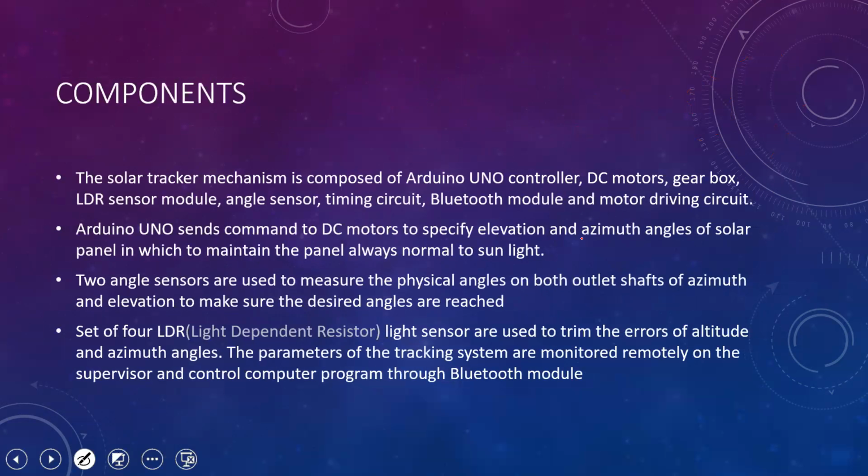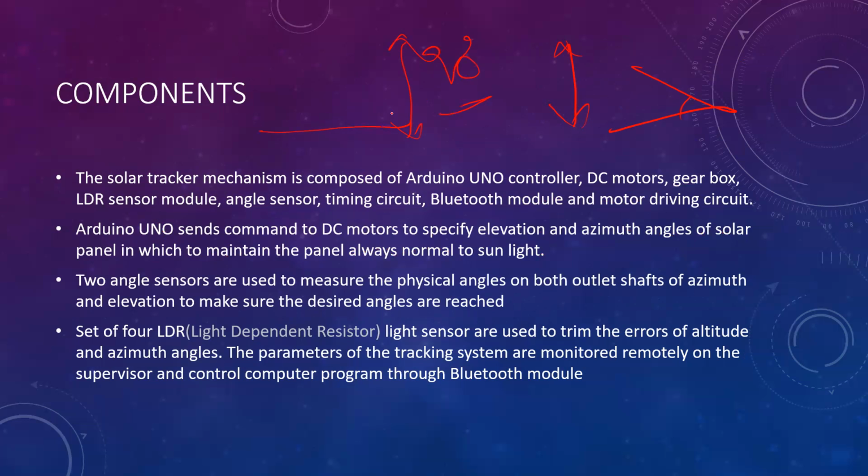Let us discuss the components of this solar tracking device. The solar tracker mechanism is composed of an Arduino Uno controller, DC motors, gearbox, LDR sensor, which is a light dependent resistor sensor, angle sensor, timing circuit, Bluetooth module, and a motor driving circuit. The Arduino Uno sends commands to the DC motor to specify the elevation and azimuthal angles of the solar panel, to maintain the panel always normal to sunlight, that is, always perpendicular, or 90 degrees, to the sunlight.